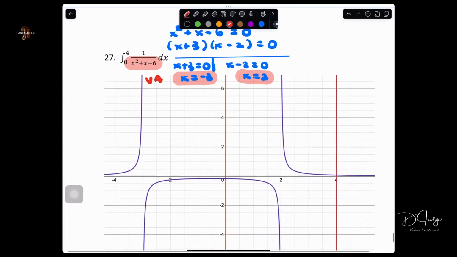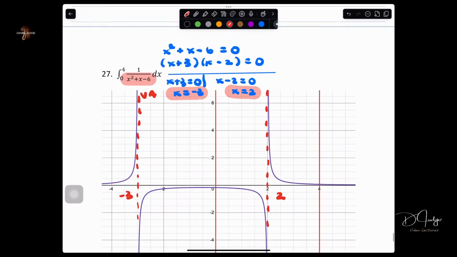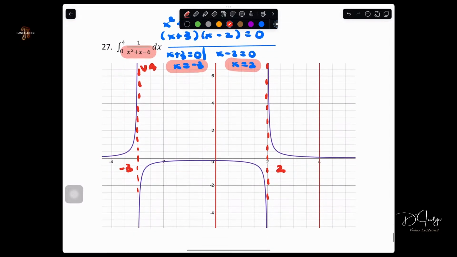And notice at x equals negative 3, it looks like it's over here, you'll have a vertical asymptote. Then at x equals positive 2, you'll have a vertical asymptote. So these are the locations of our vertical asymptotes.